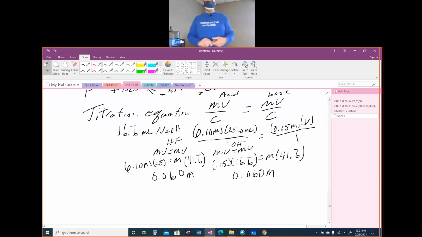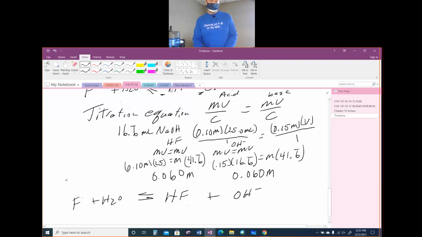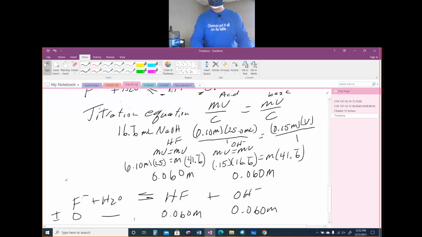All right, so we'll rewrite the reaction again since we can't see it anymore. Here was our HF, here is our OH minus, and that is in equilibrium with H2O and the F minus. So we have the same number, 0.060 molar, 0.060 molar. That is our initial. We didn't have any of our F minus. Water is not included because it is a liquid.